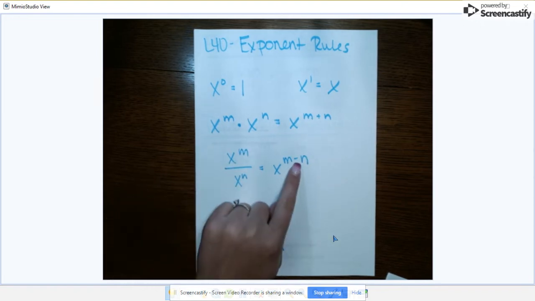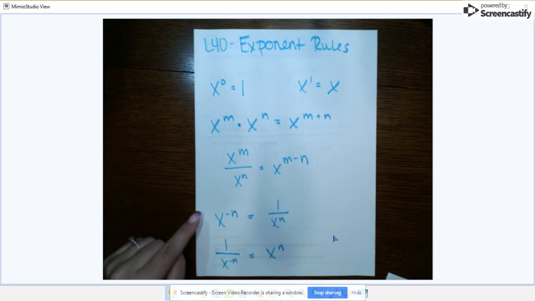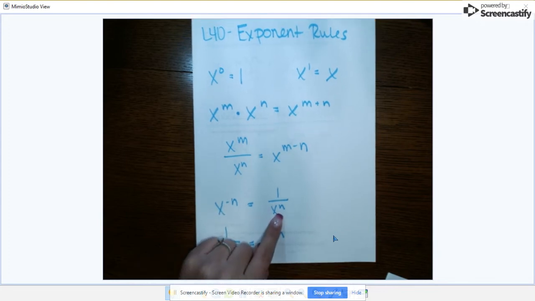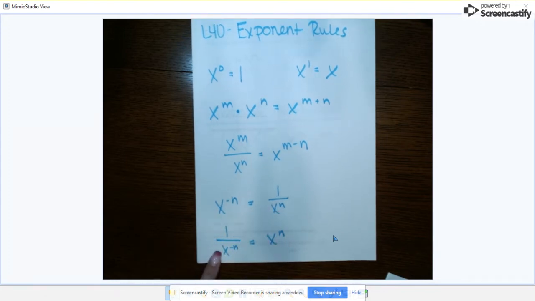Quotient, remember we subtract our exponents. And then a negative exponent goes to the opposite side of a fraction. So a negative exponent goes to the denominator here. If it starts in the denominator, it moves up to become positive.